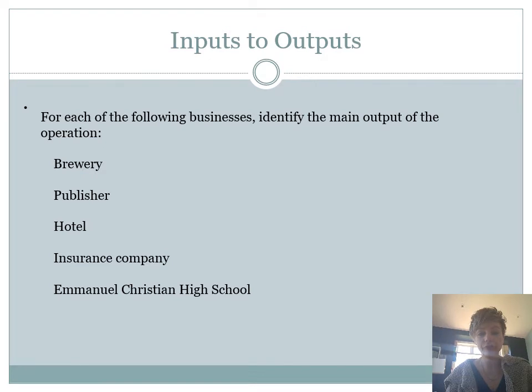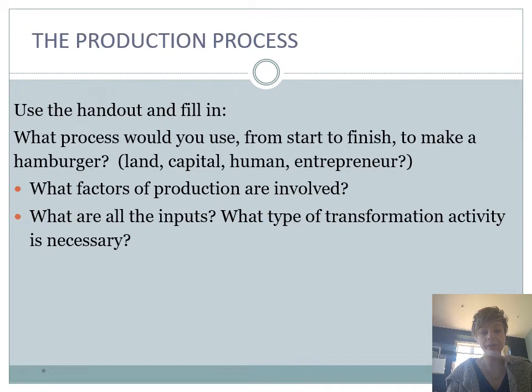So just a review from the last PowerPoint presentation that we had, we're talking about inputs to outputs. And I've listed a number of businesses here. For each of the businesses, can you identify what the main output of the business is? So the first one, brewery, well, the output would be good tasting beer. And then publisher, hotel, insurance company, and ECHS. And again, you will see on the handout sheet, there will be a list there that you can write down your answers.